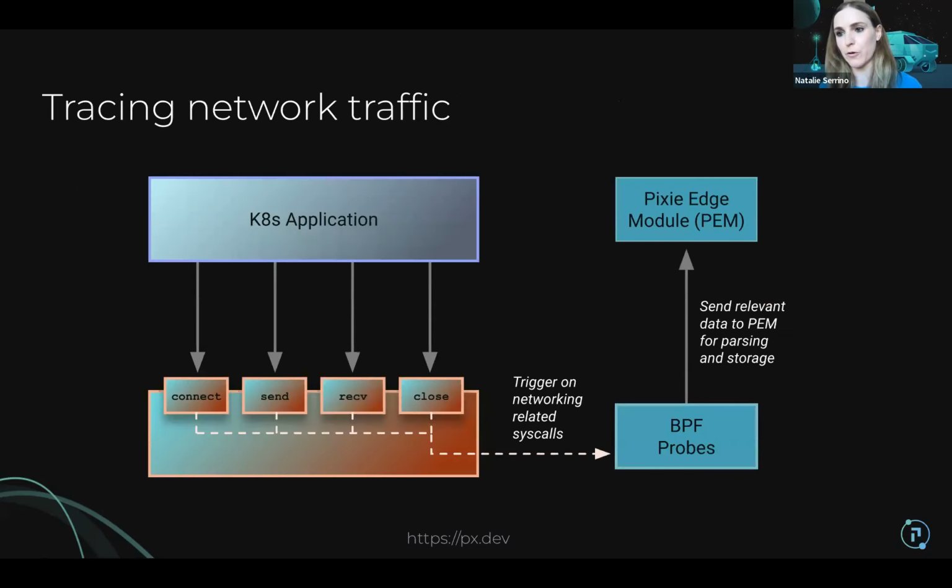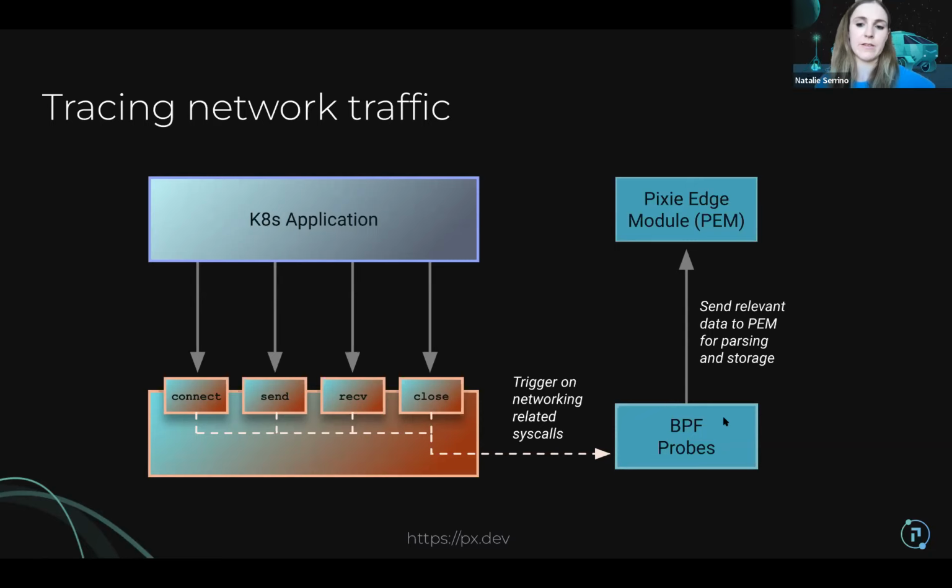So let's just take an example for tracing network traffic. What anyone can do with eBPF, and this is what we do in Pixie, is this: I have my Kubernetes application and Pixie has put probes onto networking-related syscalls: connect, send, receive, close. When those syscalls occur, our probes get fired and collect the information that is passed into those syscalls. This allows us to get information about the request, what's happening, what IP it came from, and things like that.